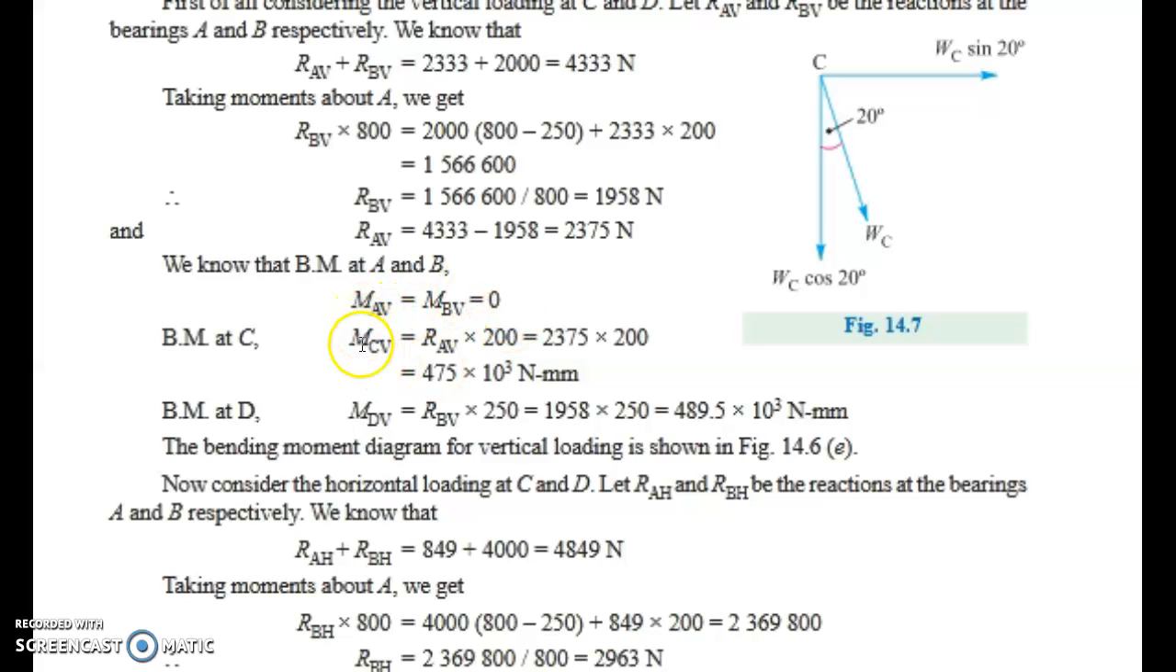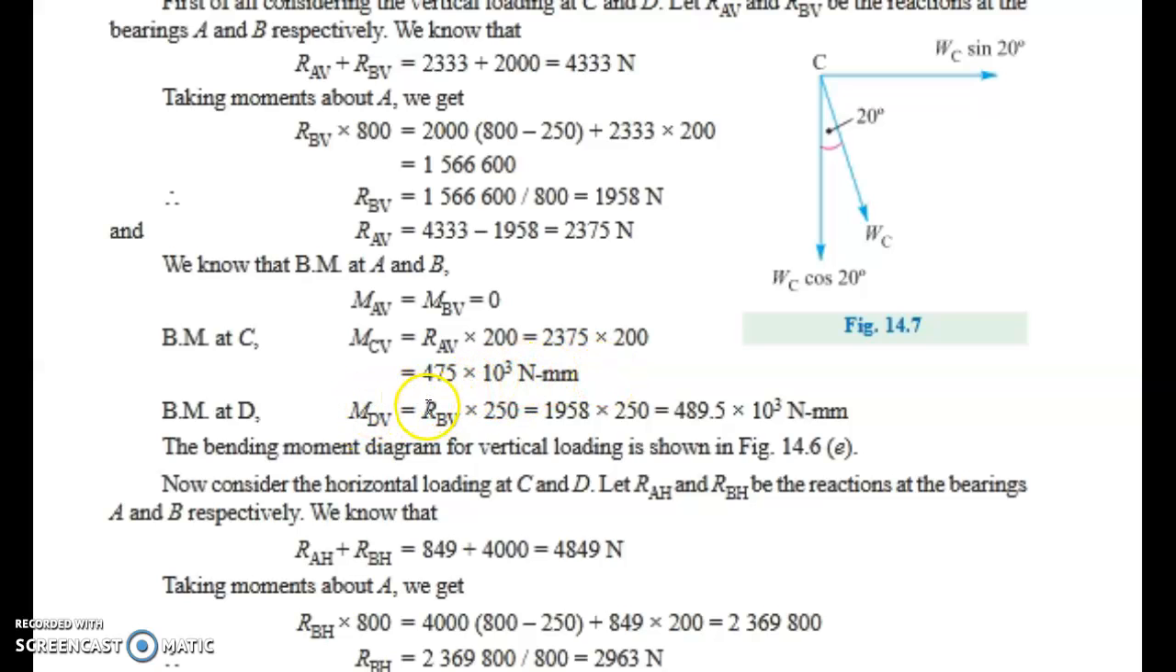Then next, what is the value of the bending moment at point C? That is equal to RAV into the perpendicular distance, 200. RAV we already calculated, that is equal to 2375. If we substitute this value, we will get MCV, the bending moment at point C, equal to 475 into 10 raised to 3 Newton millimeter.